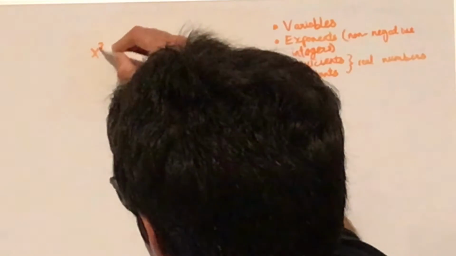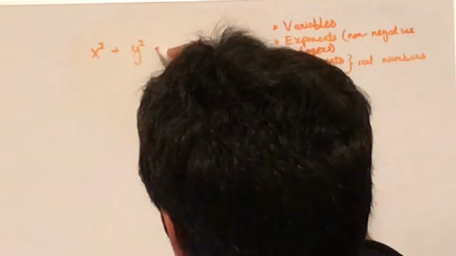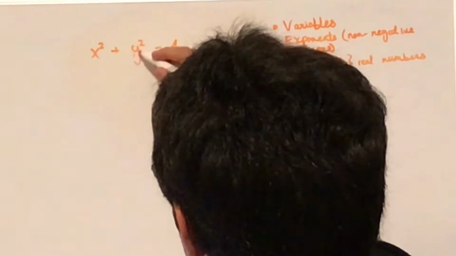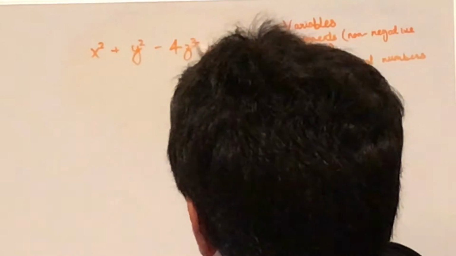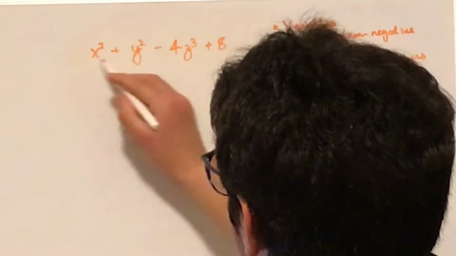Now, let's move on to showing you how to classify polynomials by the number of terms in them, and I'll also talk about what terms are because I haven't really covered that. A polynomial, and I should have mentioned this earlier, is an expression which consists of different terms, all of them added to each other. So, x squared plus y squared minus 4z cubed plus 8. These are all the different terms.